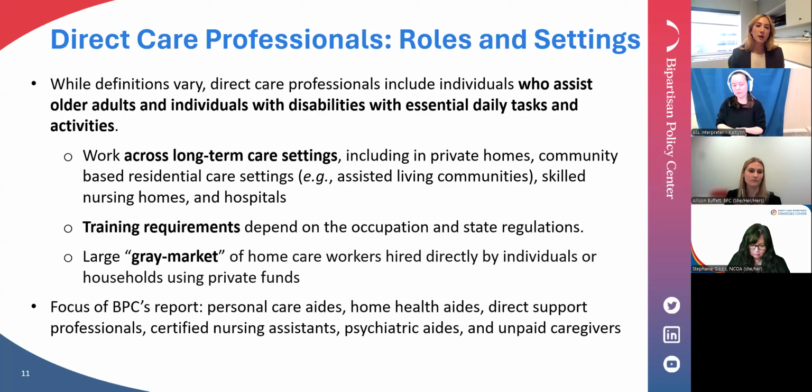Now, BPC's work, which we will refer to throughout this presentation, is primarily focused on personal care aides, home health aides, direct support professionals, certified nursing assistants, psychiatric aides, and unpaid caregivers. And I want to note that almost 50 million unpaid caregivers do play a very critical role in alleviating demand for paid direct care professionals. And one estimate finds that the economic value of this care is about $600 billion. Next slide, please.